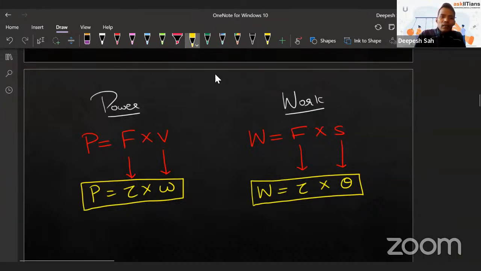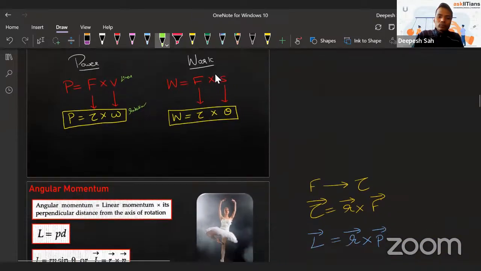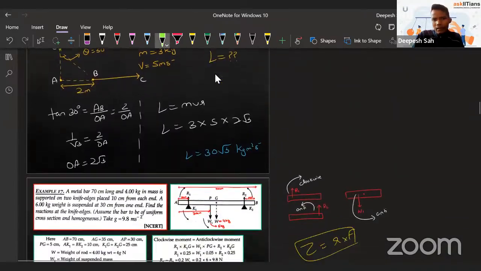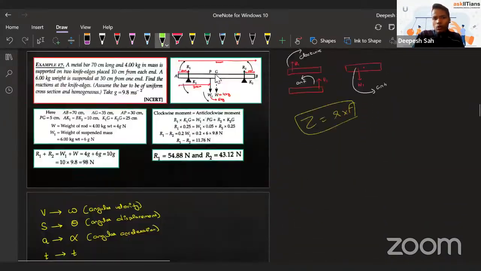So this is the linear form. What can we say? This is the linear version of the formula, and this is the rotational version of the formula. That's it. Just convert it, you will get your answer. Now these things are very easy, very simple. Everything goes on very easy.